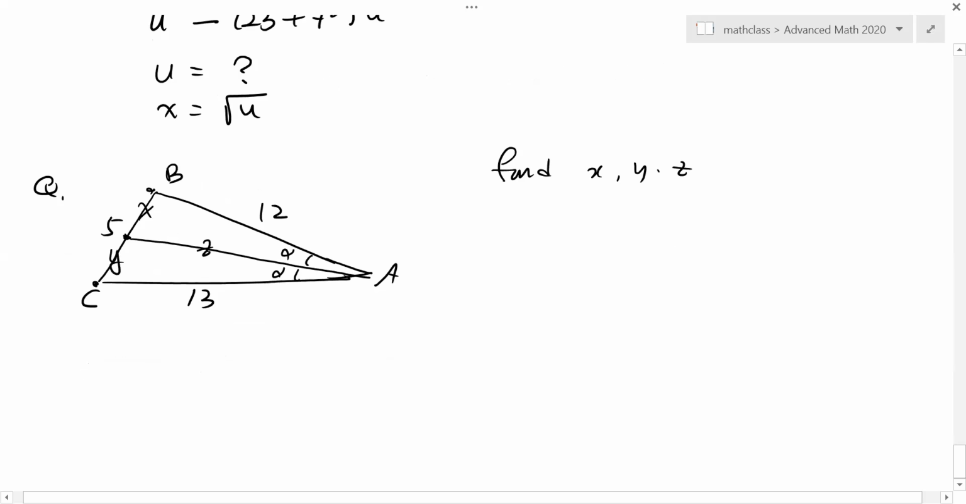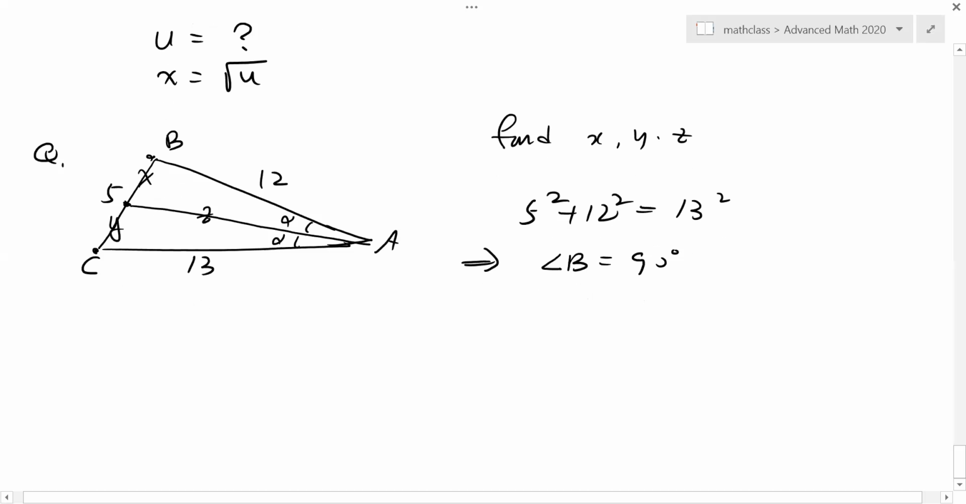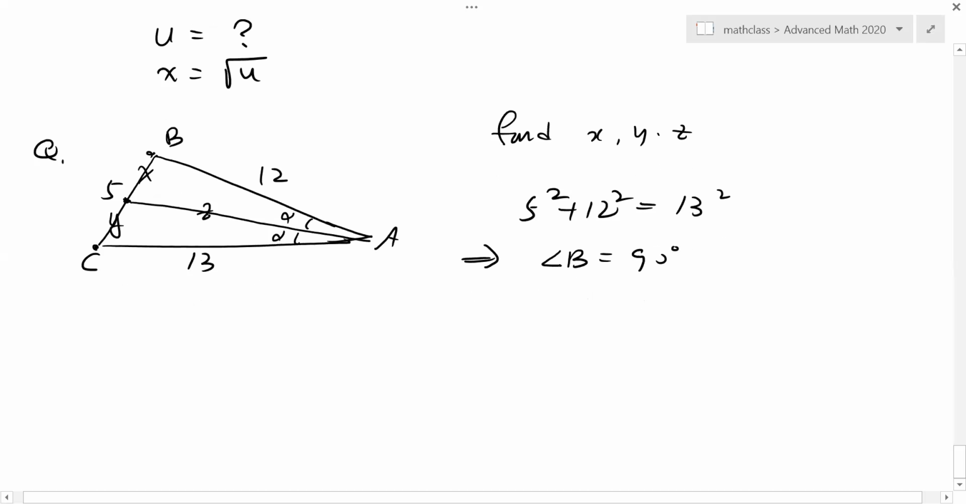Now, first of all, you make an observation. 5 squared plus 12 squared is 13 squared. That implies the angle at B is going to be 90 degrees. Okay, this is 90 degrees. Right? It's the Pythagorean theorem. Now, what is the next step? How do you use the angle? Well, use the angle.